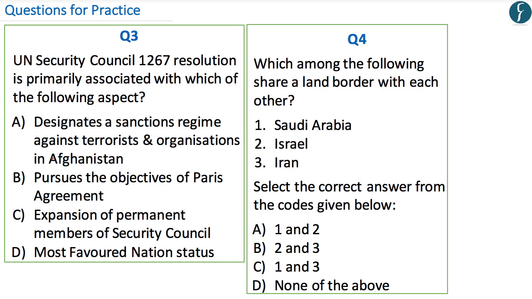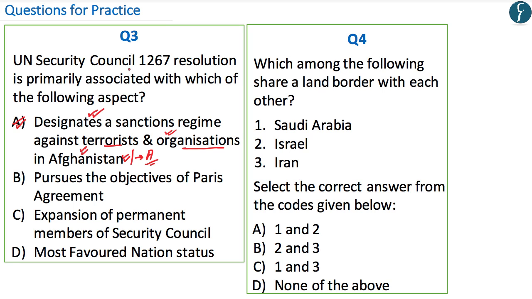Now the correct answer to question number 3 is A, whereby the United Nations Security Council 1267 resolution designates a sanction regime against terrorists and terrorist organizations that are working in Afghanistan. And it is under the United Nations Security Council Resolution 1267 that the Taliban and Al-Qaeda and Osama bin Laden were designated as terrorists and terrorist organizations within Afghanistan.